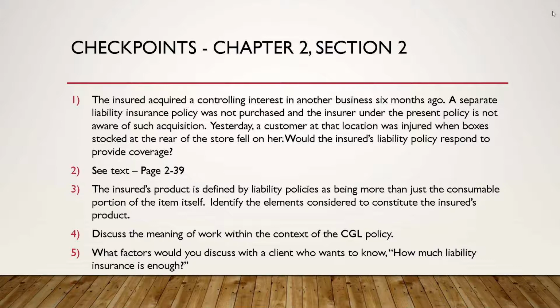And warranties or representations made at any time with respect to the fitness, quality, durability, or performance of any of the above insured items. So the three items considered to constitute the insurance products are the product itself, so any good or product other than real property, their containers or packaging, and any warranties or representations.